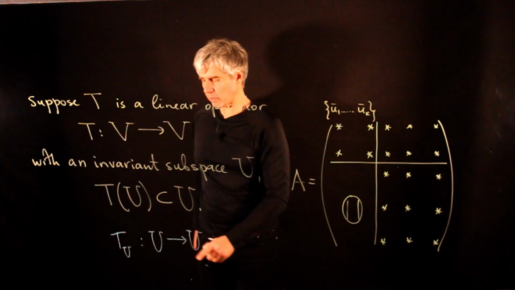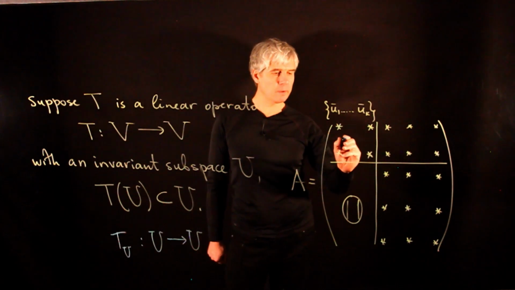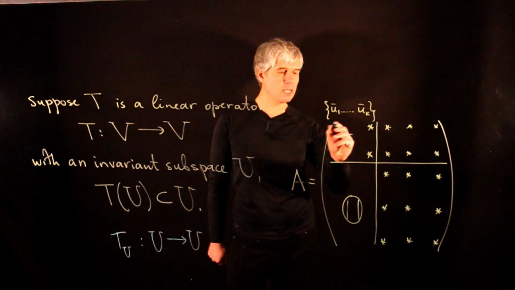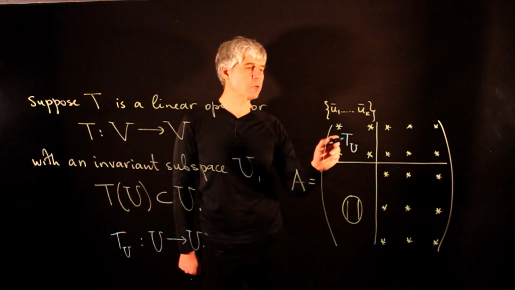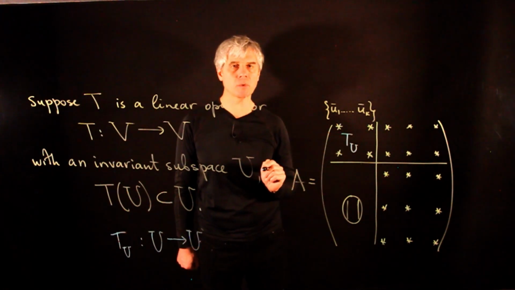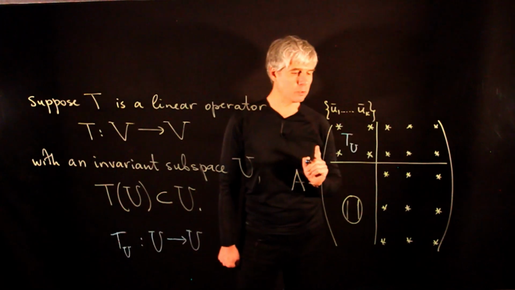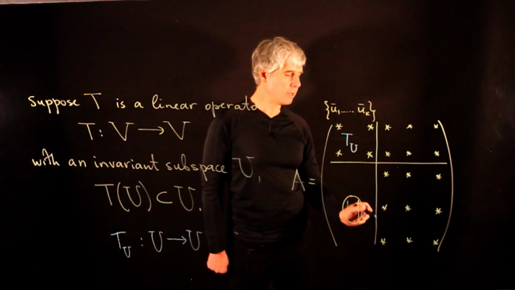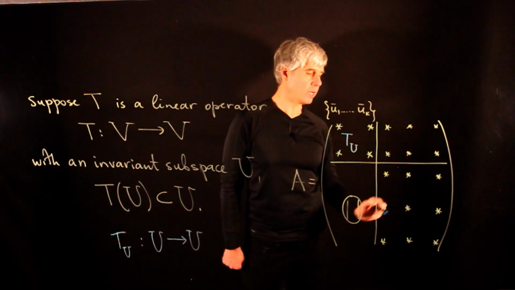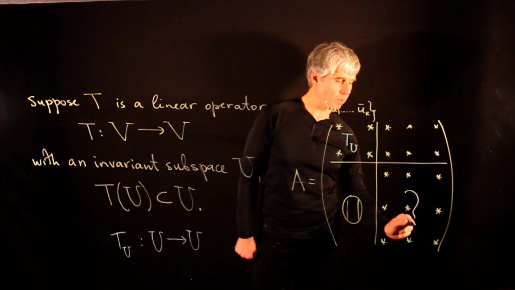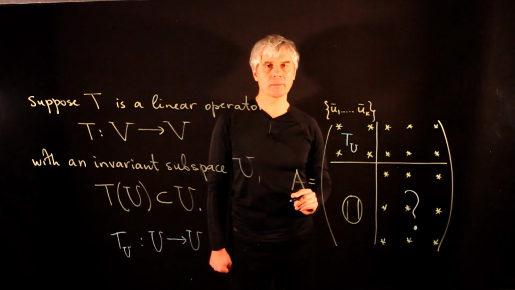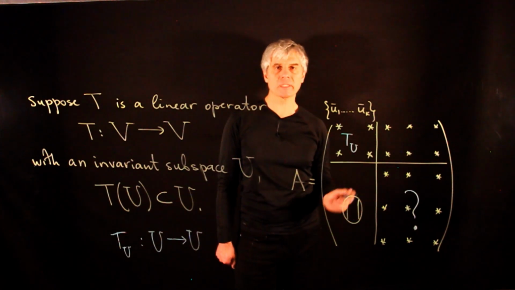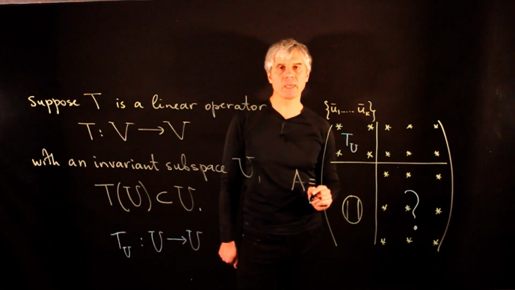And the matrix of this restriction will be written here. So this k by k block is the matrix of the restriction of the operator T to the invariant subspace U. Now, the question that we want to ask: well, we understand this block, but how about the other square block? What is the meaning of this square block in the opposite corner? The answer to this question is given by the third homomorphism theorem.